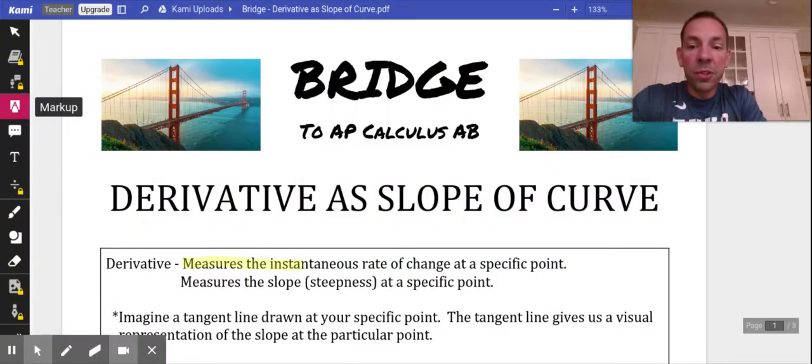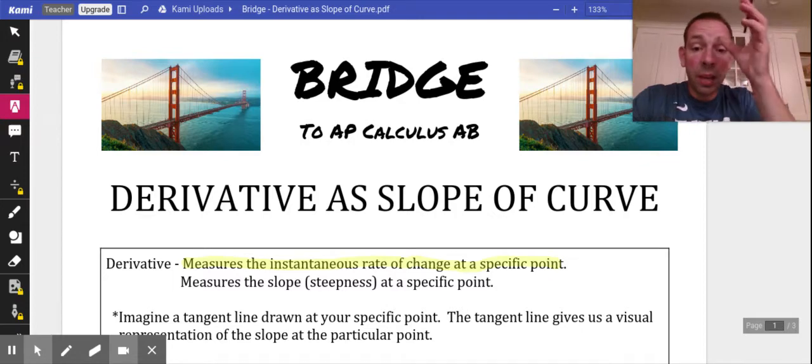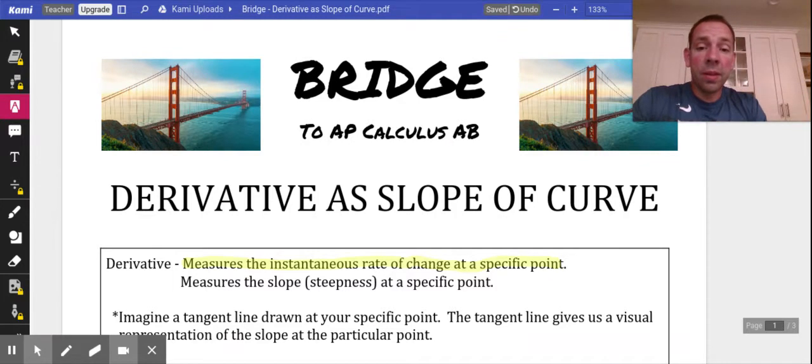A derivative measures the instantaneous rate of change at a specific point. And again, that's a little different than average rate of change. So now we're focusing on instantaneous rate of change. We're picking one specific point on that graph, and we're saying at this split second, what is the slope of the curve? It's like, imagine a race car starting from scratch.